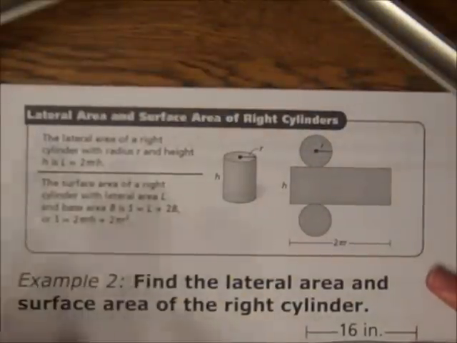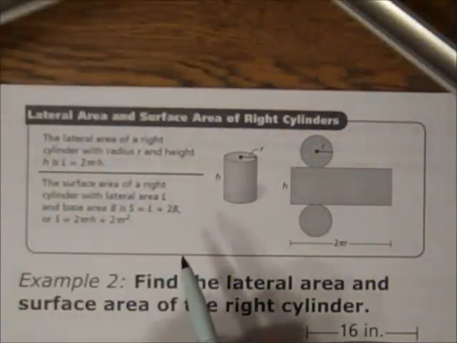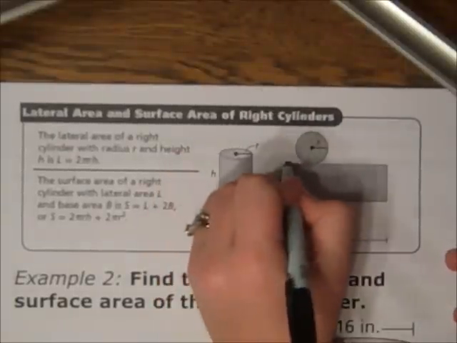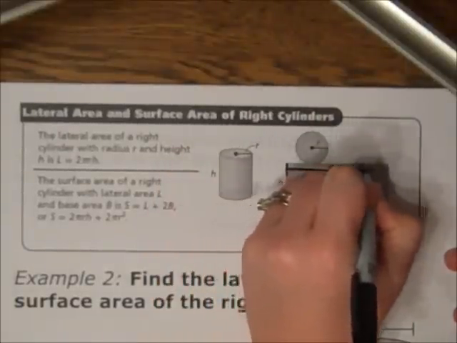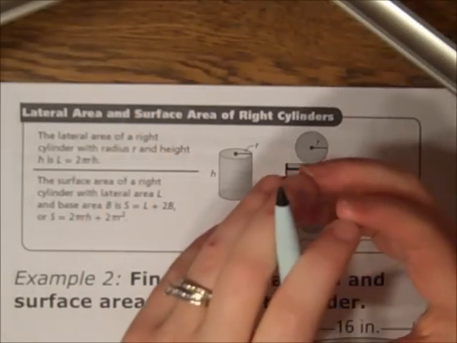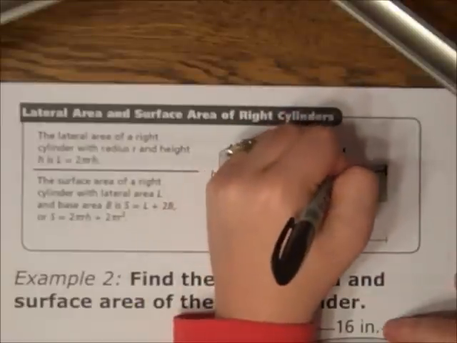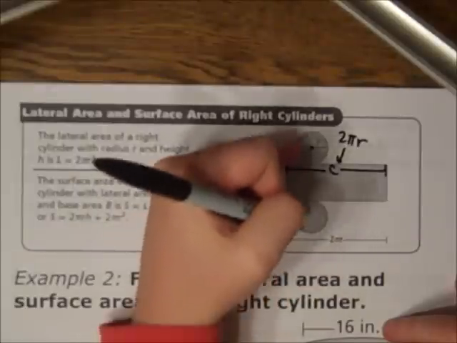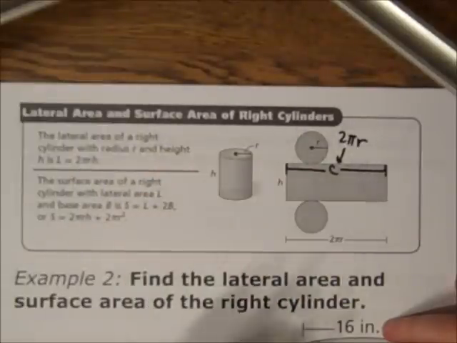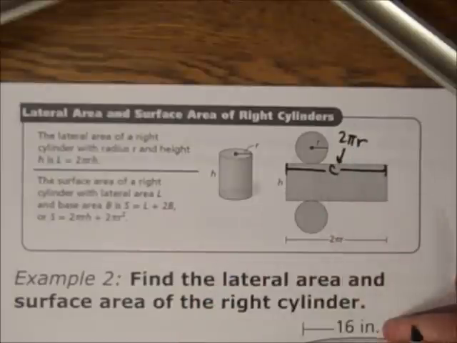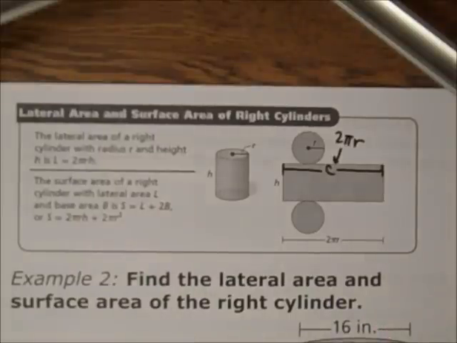So here is your formula. Lateral is 2 pi r h, and the reason that is the formula is because we talked about the length of the rectangle being the circumference of the circle, because it has to roll around that base. So that's where the 2 pi r comes from. And then the height of the cylinder is the width of the rectangle. So to find the area, length times width, I'm going to do 2 pi r times h. So that's where that formula comes from.